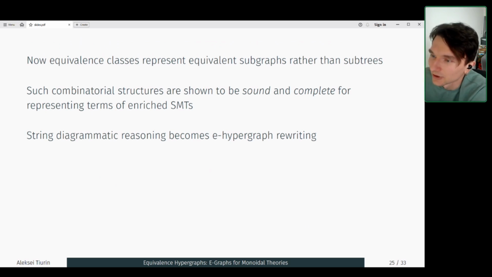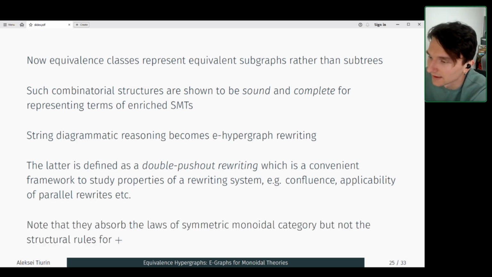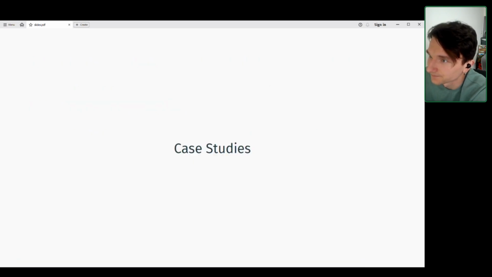And once we have these E-hypergraphs, string diagrammatic reasoning becomes just E-hypergraph rewriting, which is formalized as double push-out rewriting, which is a convenient framework to study properties of rewriting systems. For example, it's much more convenient to learn about confluence or applicability of parallel rewrites on these concrete combinatorial representations using double push-out rewriting rather than reasoning about string diagrams. And like I said, this representation only absorbs the symmetric monoidal category.